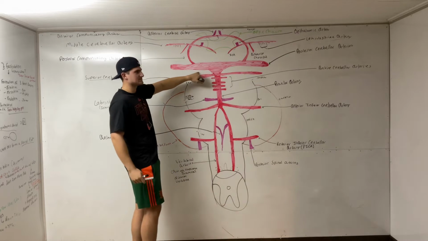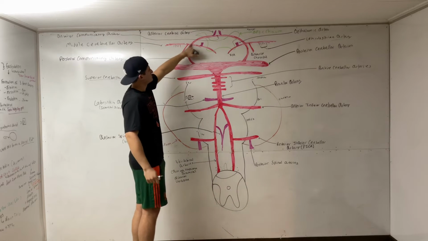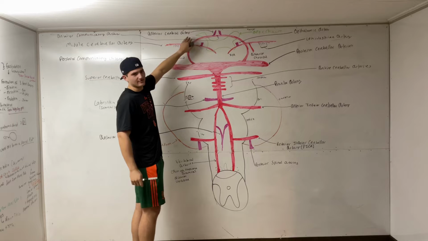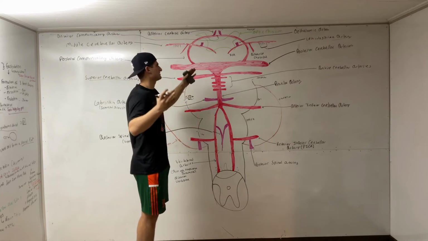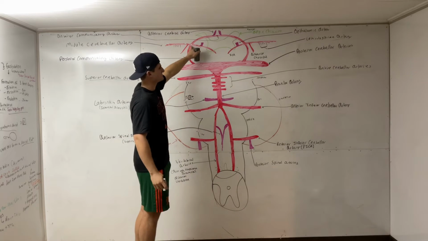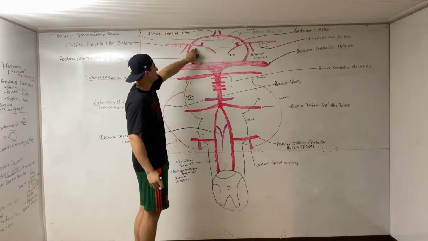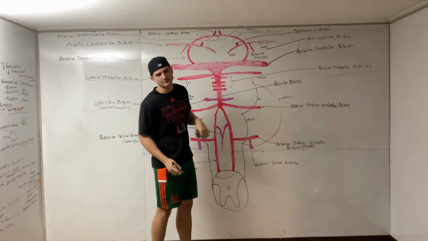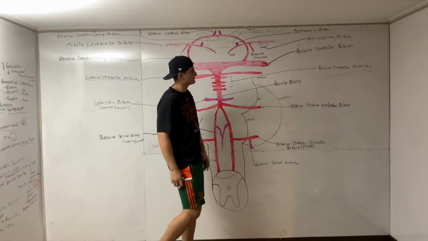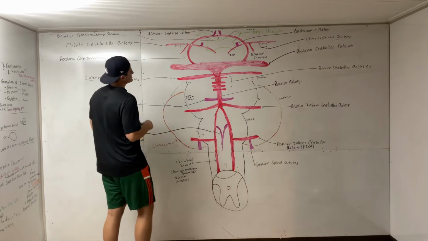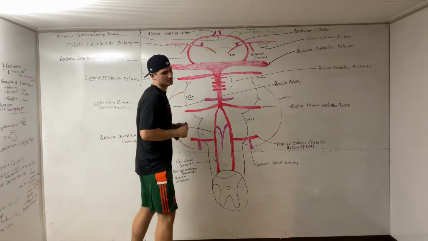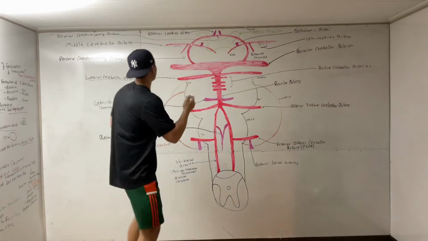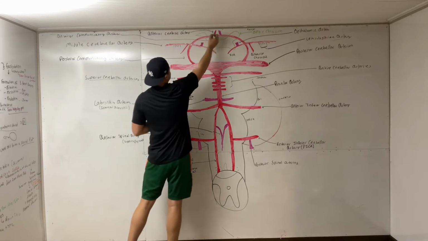So from the posterior cerebral artery to kind of like the internal carotid artery area, we have posterior communicating. And now, from the internal carotid area to the other side and to this structure up here, we're going to have the anterior communicating artery. Now, what is the artery called, I should say, that is from the internal carotid to this region up here?